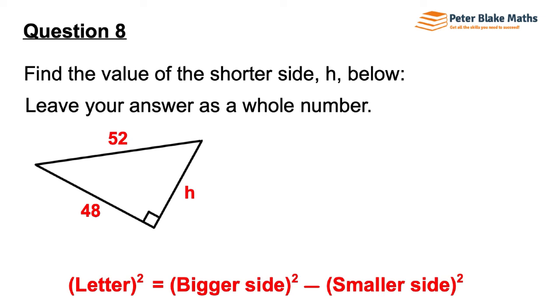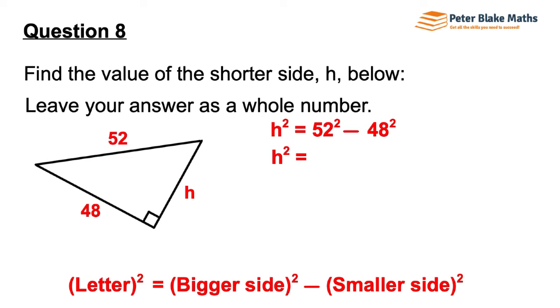Right, we have a right angle triangle. Mr. Pythagoras would say that you can find the letter here by doing the letter squared equaling the bigger side squared minus the smaller side squared. The reason there's a minus there is we're finding one of the shorter sides in this right angled triangle. So our letter is h, so h squared will equal the biggest side squared, which in this case is 52 squared, minus the smaller side squared, which is 48 squared here.